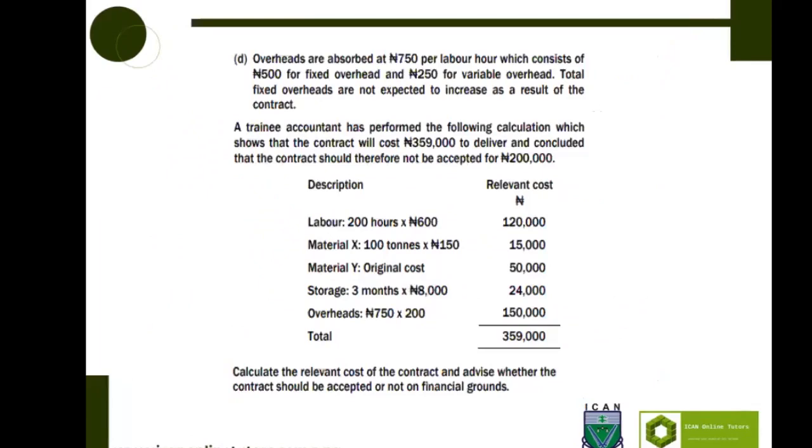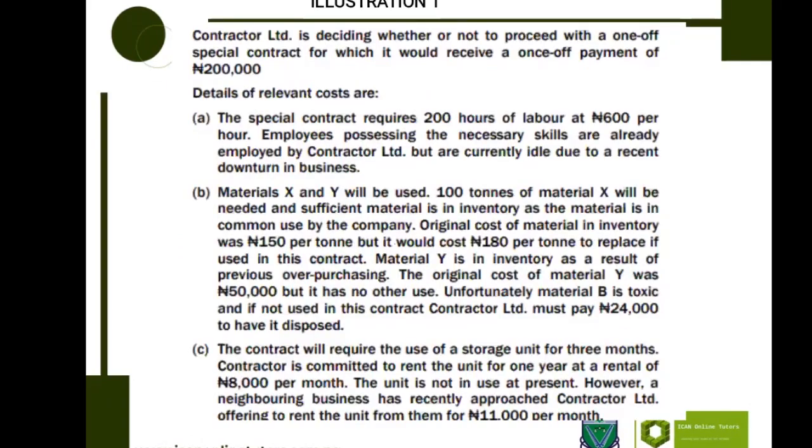So they said the special contract requires 200 hours of labor at 600 per hour. Employees possessing the necessary skills are already employed by Contractor Limited, but they are currently idle due to a recent downturn in business. If that's the case, since the company already has idle employees, they can just make use of them instead of leaving them idle. So we are not going to incur any labor cost because we already have existing staff that are not busy.